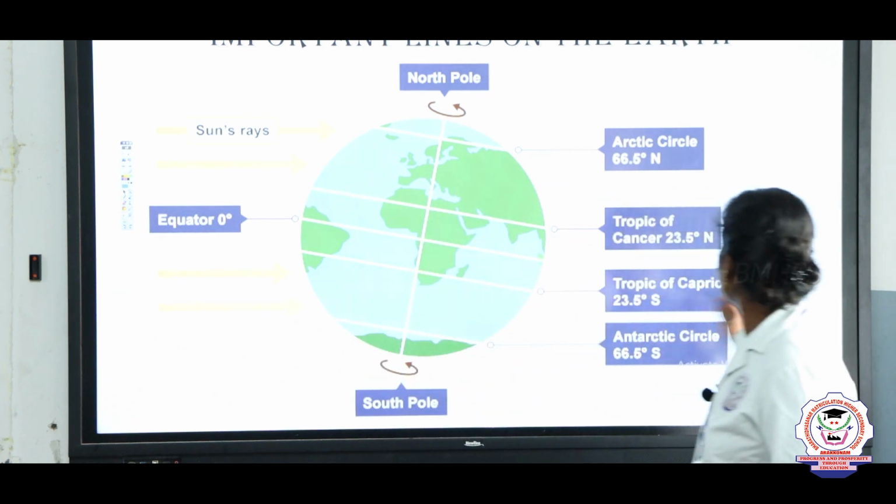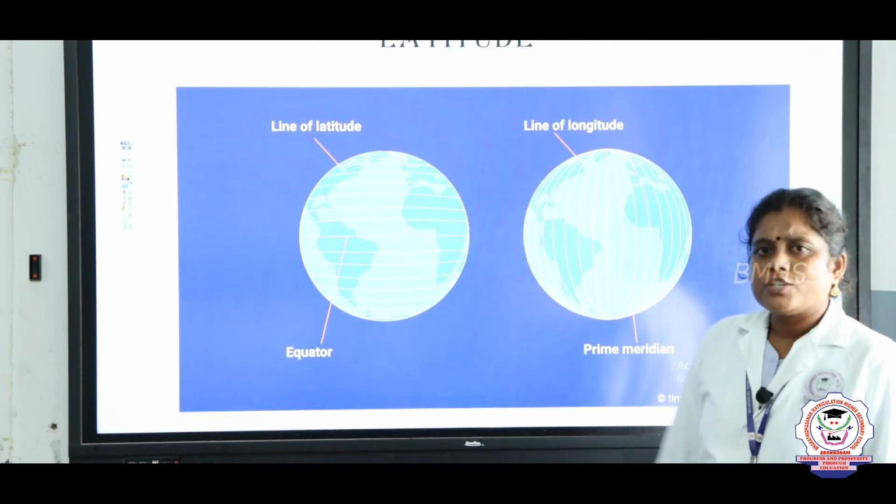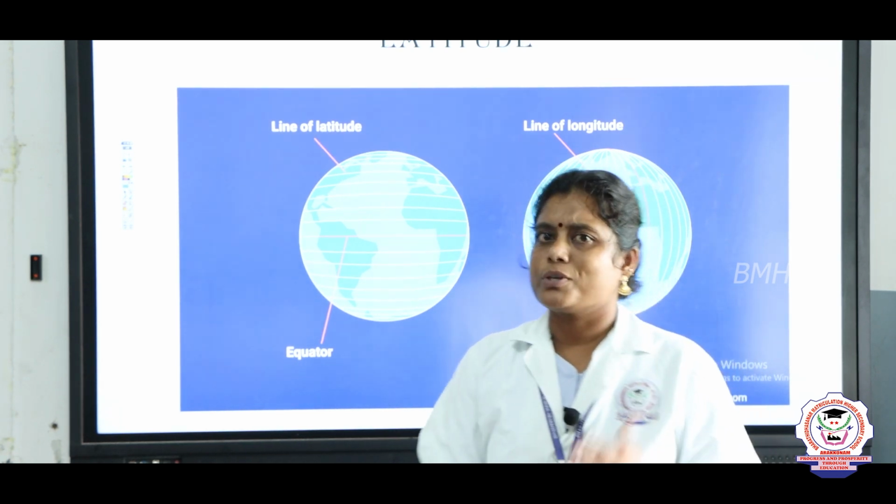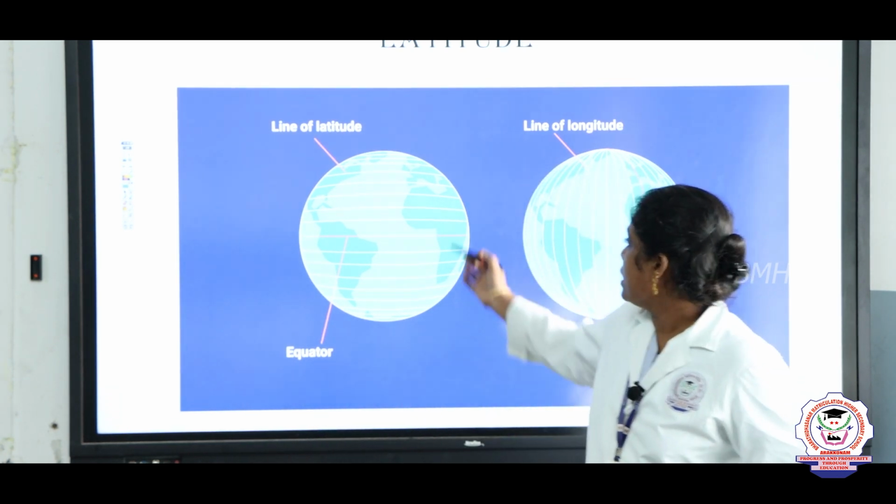Yes, next, latitude and longitude. So what is latitude and what is longitude?